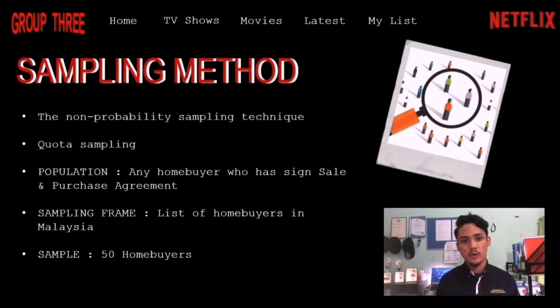The sampling technique that we have used is the non-probability technique. This is because generalization of the population is not important and the sampling frame from which the sample is to be selected is not available or difficult to obtain. We use quota sampling as our technique in selecting respondents, because quota sampling selects respondents who match particular characteristics specified by the study. The population that we have chosen according to the report question is any home buyer who has signed a sale and purchase agreement, and the sampling frame is the list of home buyers in Malaysia.